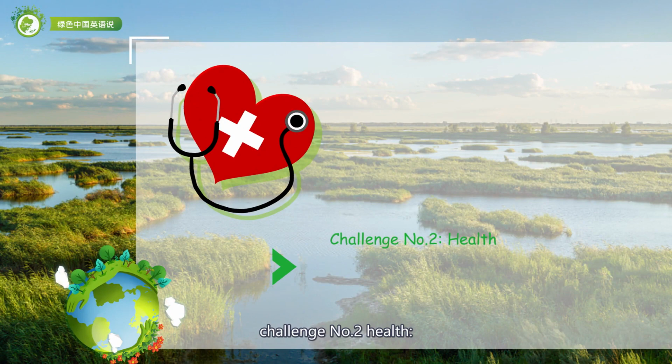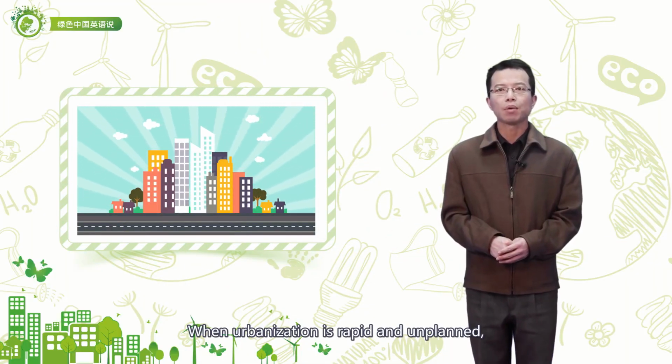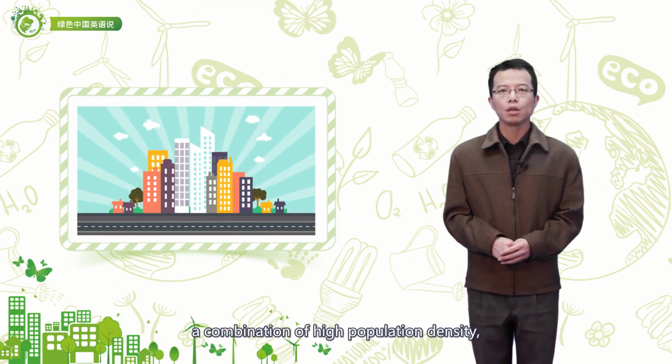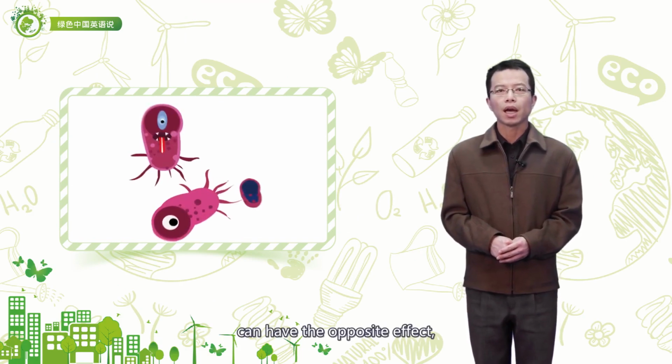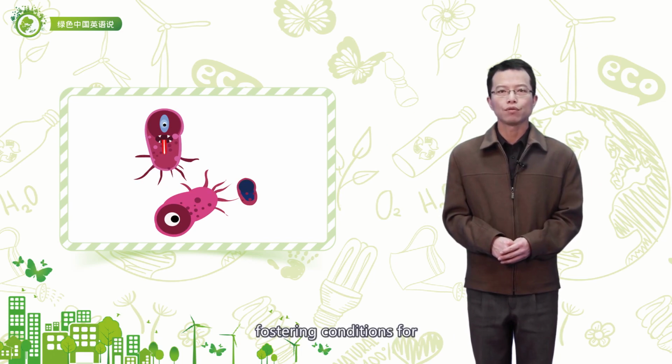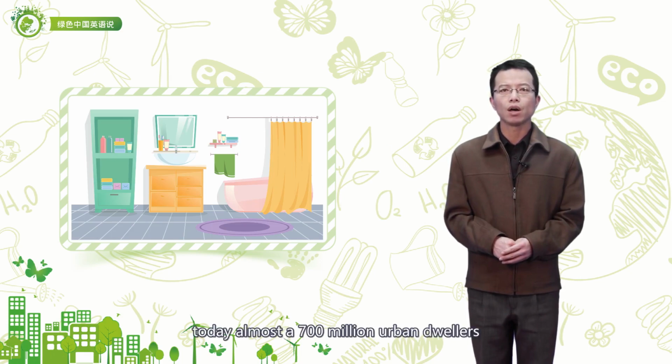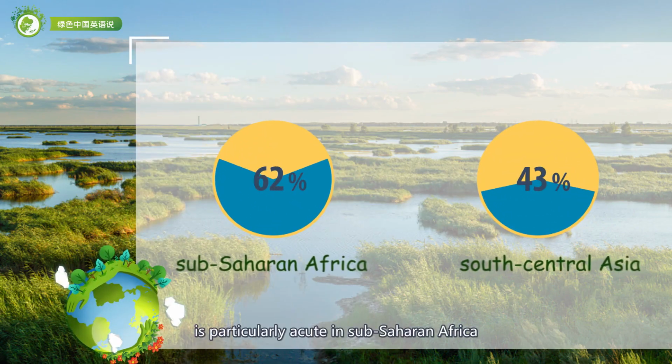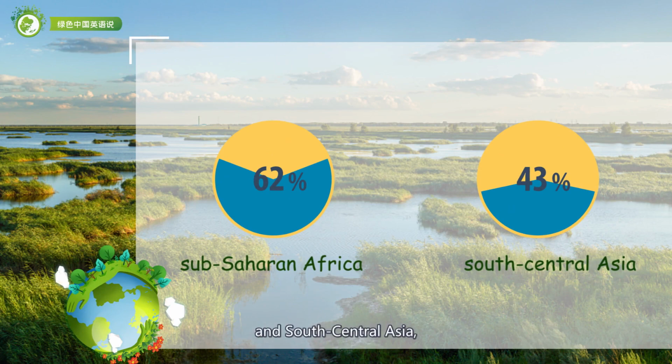Challenge number 2: health. When urbanization is rapid and unplanned, a combination of high population density, poverty, and lack of infrastructure can have the opposite effect, fostering conditions for communicable diseases to flourish. It is striking that today almost 700 million urban dwellers lack adequate sanitation. The problem is particularly acute in sub-Saharan Africa and South Central Asia, where 62% and 43% respectively of the urban population live in slums and are faced with unacceptable levels of risk to illnesses, worm infections, cholera, and diarrhea.